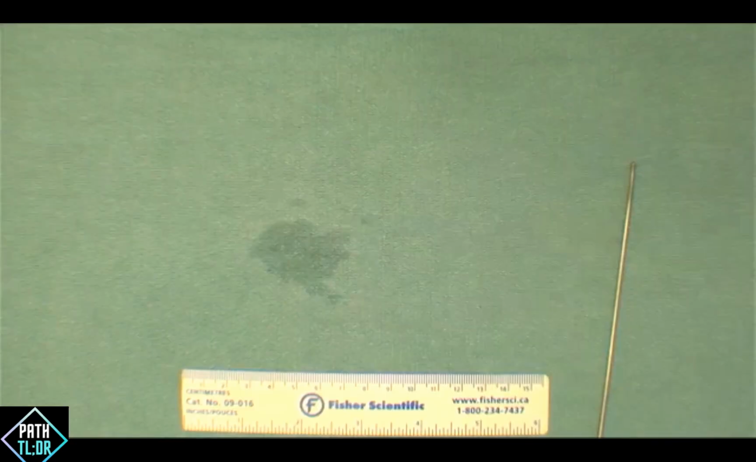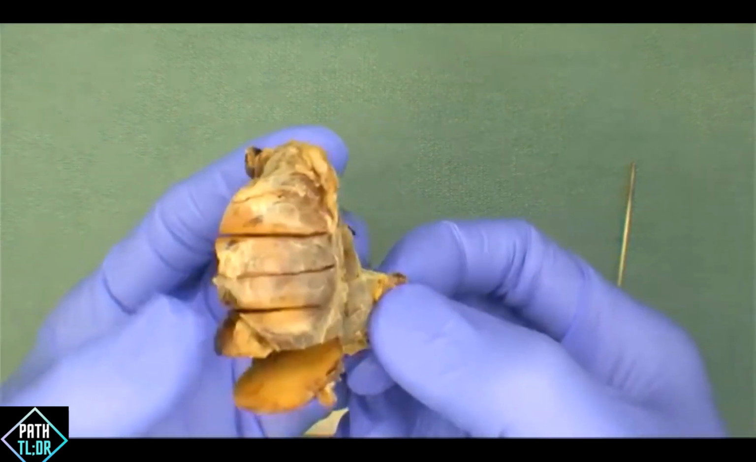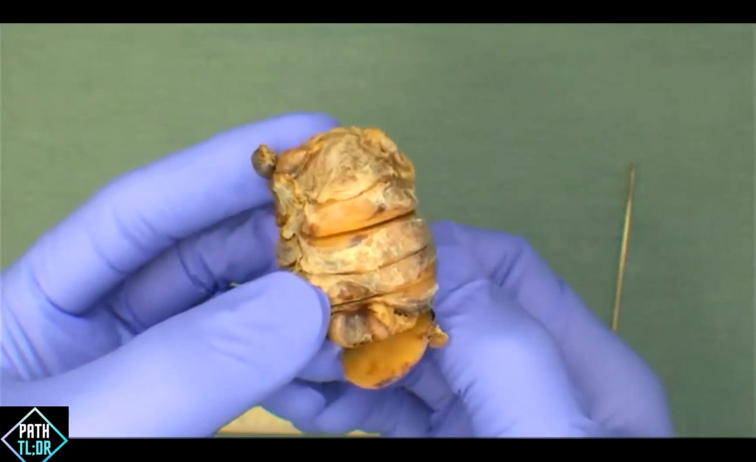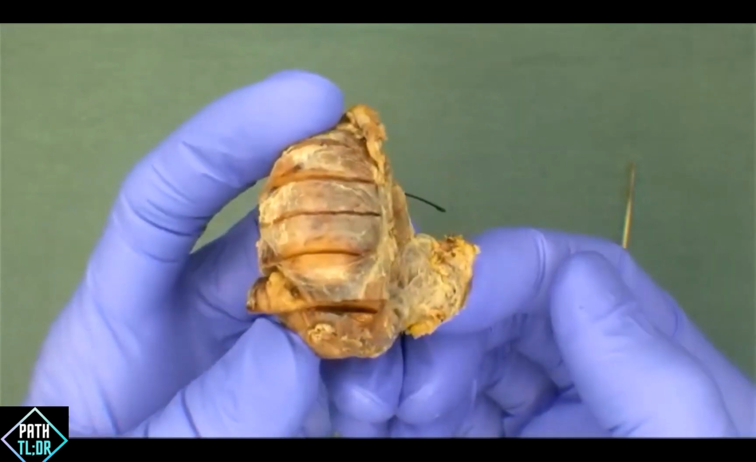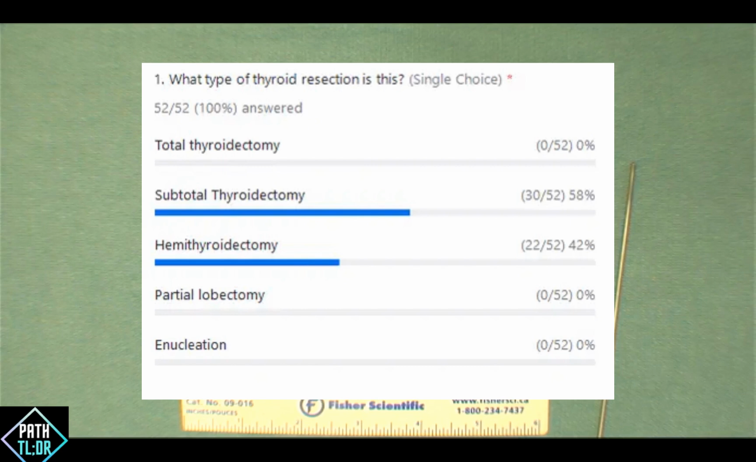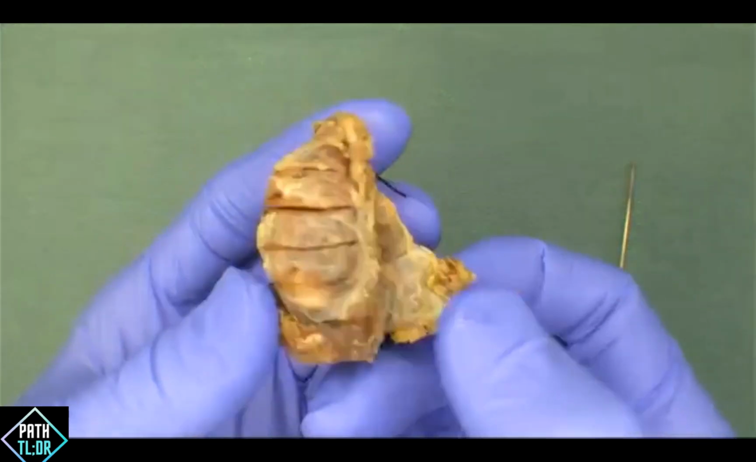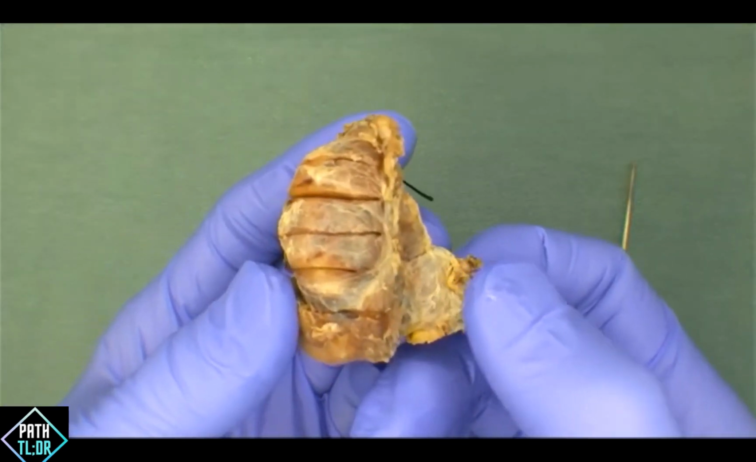Okay, let's go to our second specimen, and we'll launch our next poll question. Given what we've chatted about briefly already, what type of thyroidectomy do you think this is? So this is really interesting. We've got answers for a subtotal thyroidectomy and another selection for hemithyroidectomy. I think a lot of the community probably uses both of these words interchangeably.